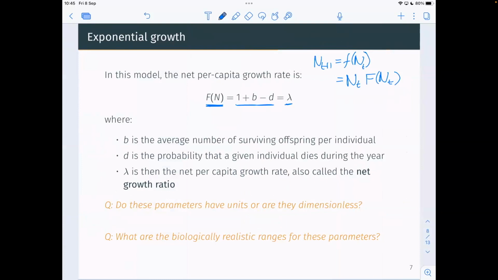So just to recap, that B is the average number of surviving offspring per individual. So it's not necessarily the number of offspring. As I mentioned, some of those offspring might die. It's the number of surviving offspring. Think about, say, frogs producing eggs that then lead to tadpoles. Lots of those don't survive, so we'll be accounting for that loss in that B term. D is the probability that a given individual dies during the year. I say year, but this could be any time interval. And so we refer to this lambda, which takes into account all of these things, as the net growth ratio, or the net growth rate. And this should be a per capita, net per capita growth ratio.